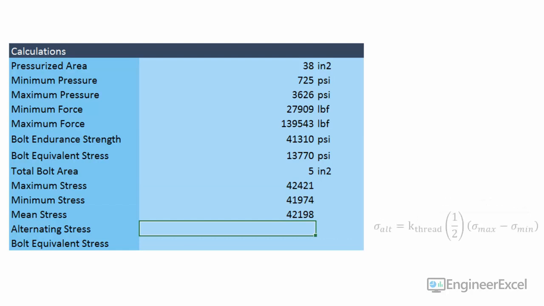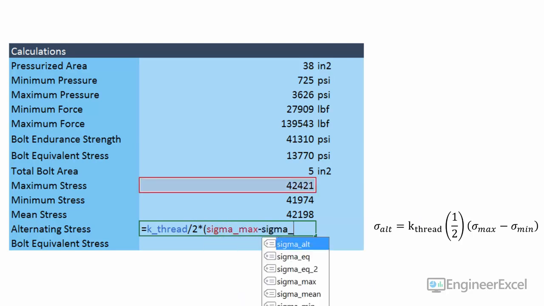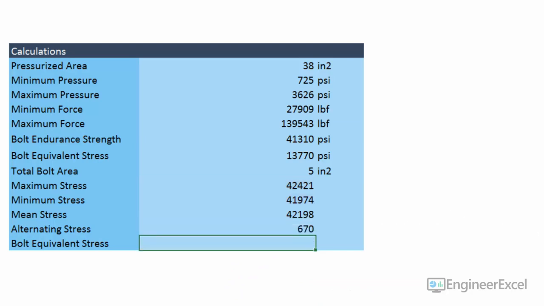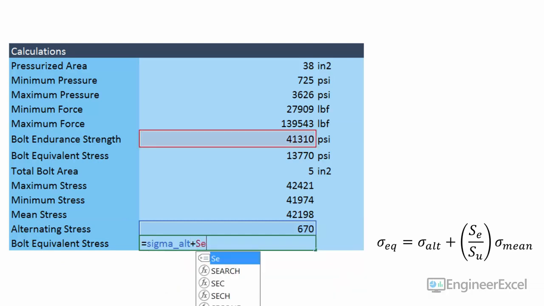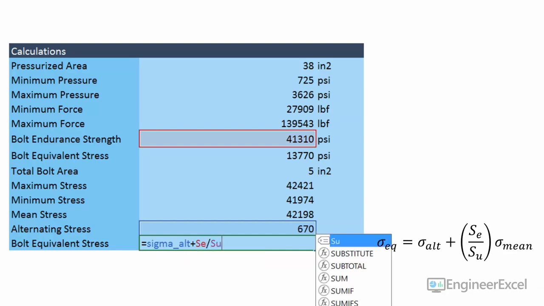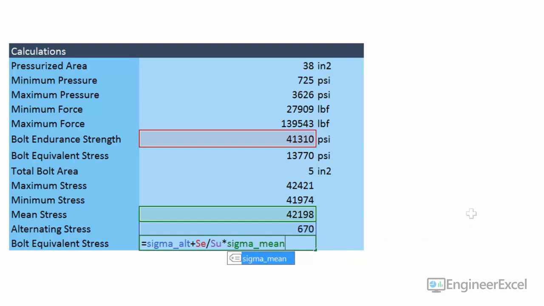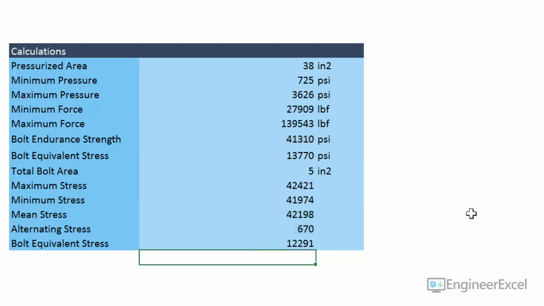The alternating stress is where we include the stress concentration factor. So that's going to equal K underscore thread divided by 2 times sigma max minus sigma min. And then finally, the bolt equivalent stress is going to equal sigma underscore alt for the alternating stress plus the endurance strength, SE, divided by the ultimate strength times the mean stress, sigma underscore mean. Okay, and that gives us our bolt equivalent stress. And we'll put some units on these, PSI for all.